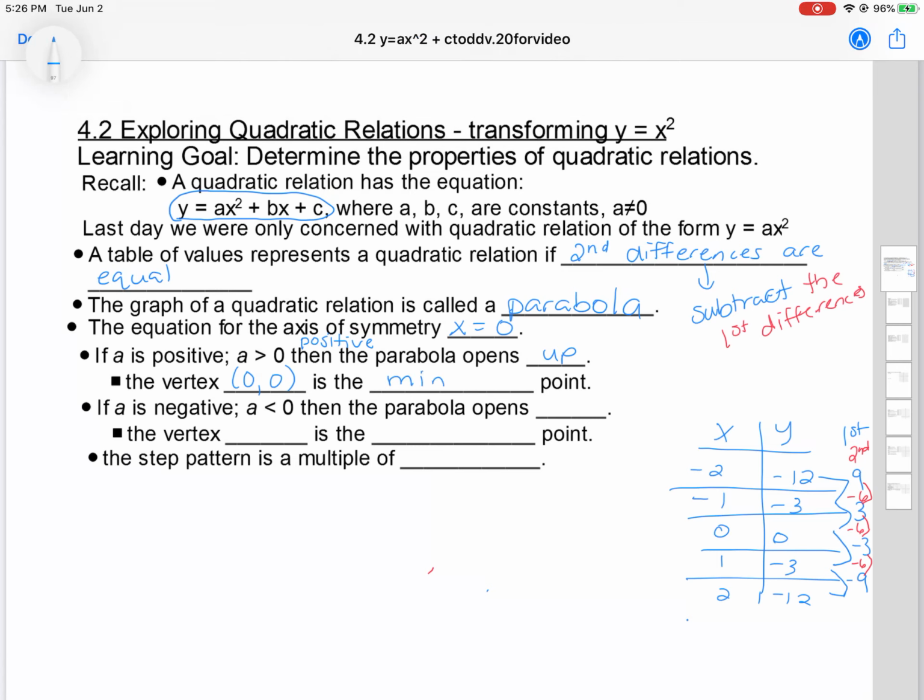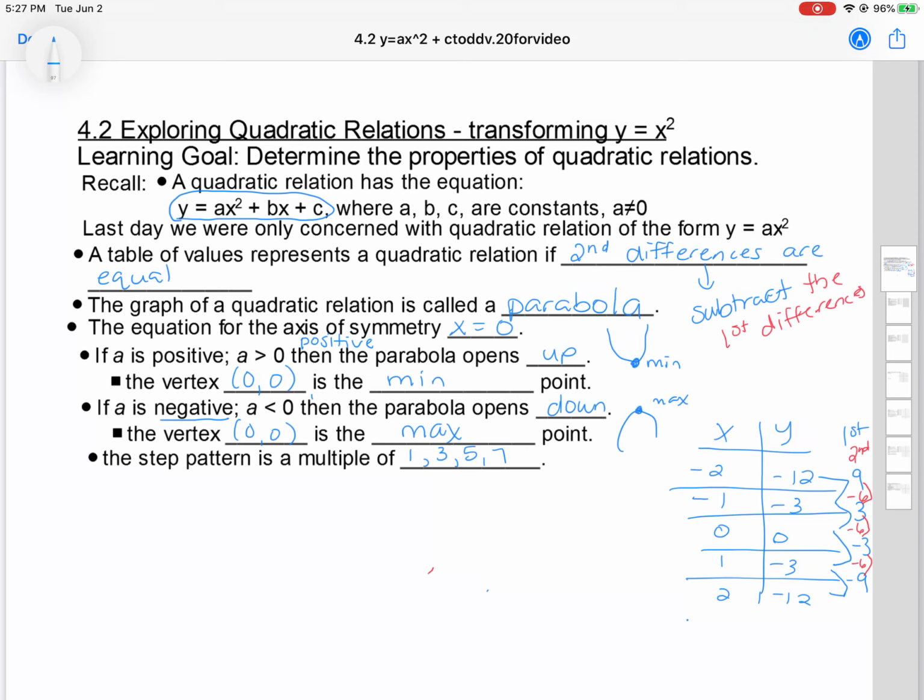If the a value is less than 0, or negative, then the parabola opens down, and the vertex, which is also at 0, 0, is the maximum. So if it opens up, the vertex is a minimum. If it opens down, then it's a maximum. All the other points are less than that value. And the step pattern is a multiple of 1, 3, 5, and 7. So every time we have a vertex, we can use the vertex and the step pattern to graph the parabola.